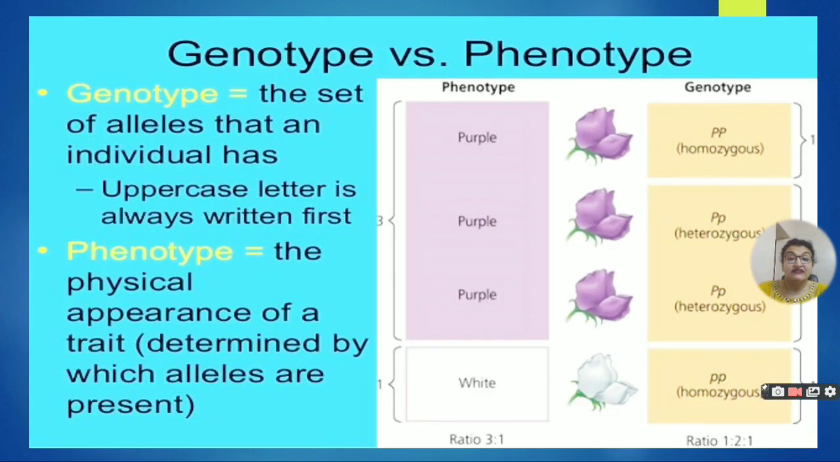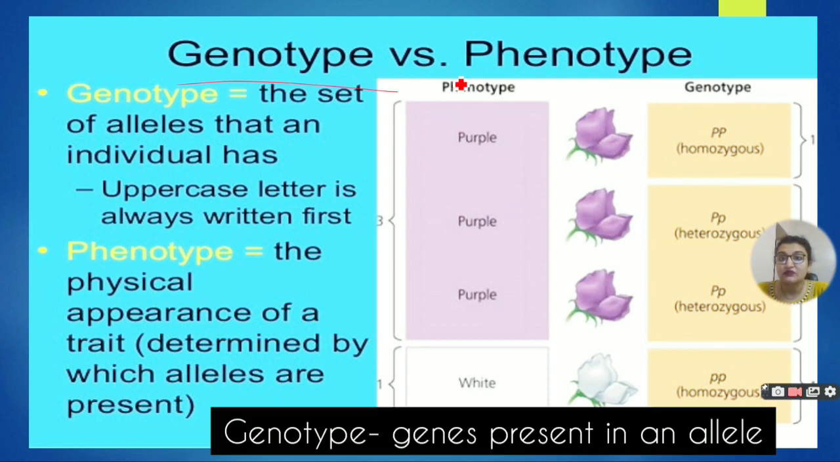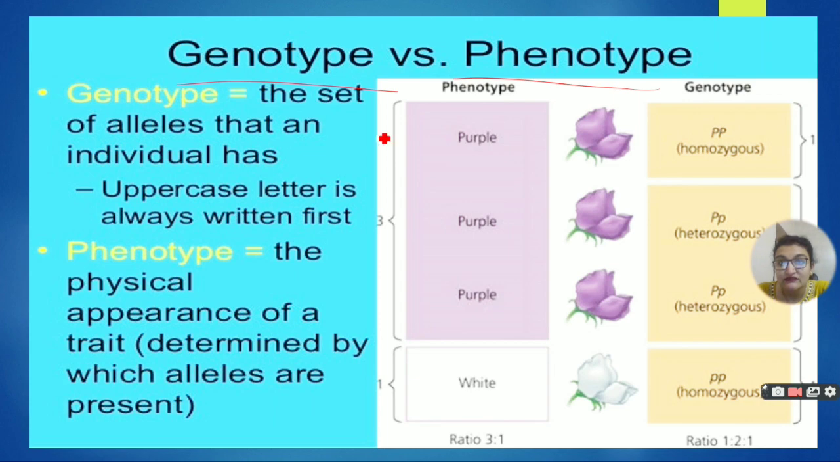Now the next important terms that you need to keep in mind are the genotype and the phenotype. One important thing is that genotype tells us about the alleles. In this case also, when you see on the screen, there is capital P and capital P, capital P and small p, capital P and small p, and then small p and small p. So we are getting the genotype of that particular allele in this case.